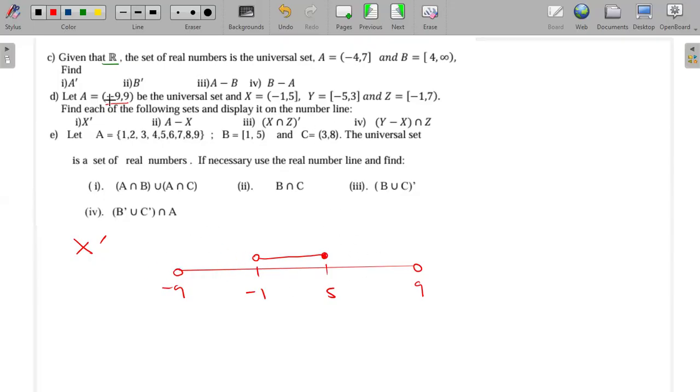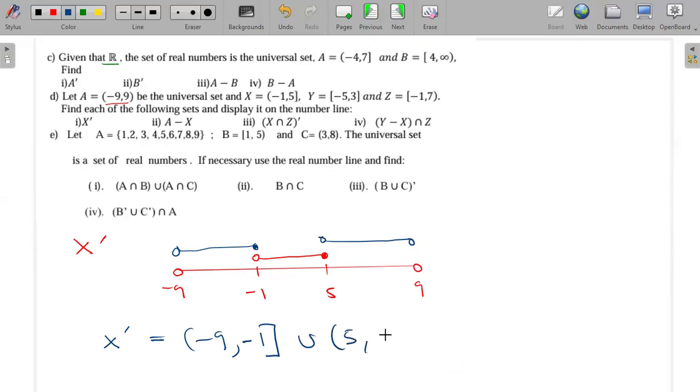So now to find the complement, everything that is not in this set but is in the universal set. So it's going to be closed here and then going all the way to -9, but open at -9, because -9 is not actually in the universal set. Then here it will be open, and also going there, it's going to be open. So the one in blue is my X complement. Therefore, X complement is just from -9 to -1, closed, union, then at 5 all the way to 9. So this here is my X complement.